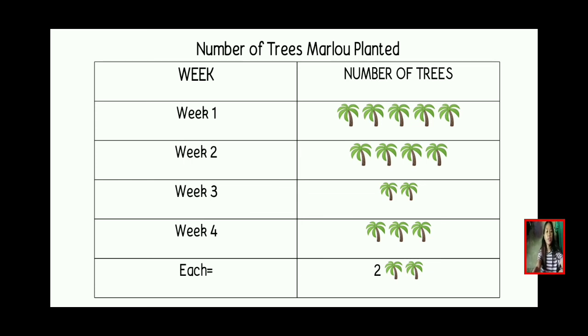Next is the label. This can be seen at the left side of the graph. The label of our pictograph is week: week 1, 2, 3, and week 4. Then the picture or symbol is used to understand easily, and this can be seen at the right side of the graph. From this pictograph, the picture or symbol that we use is trees. Lastly, the legend. It represents the number of each picture or symbol and is mostly seen below the graph. The legend of this pictograph is that each symbol of a tree is equivalent to 2 trees.